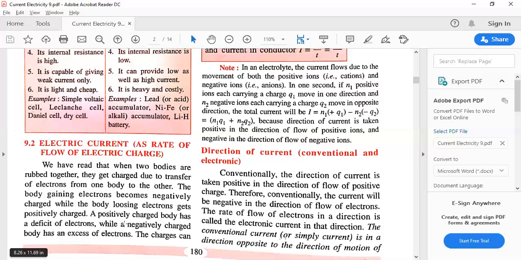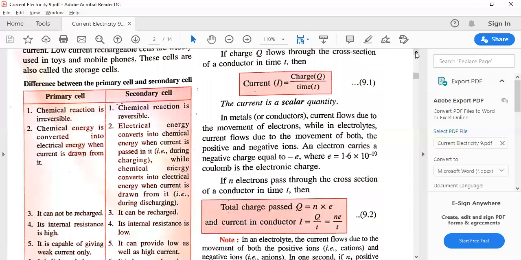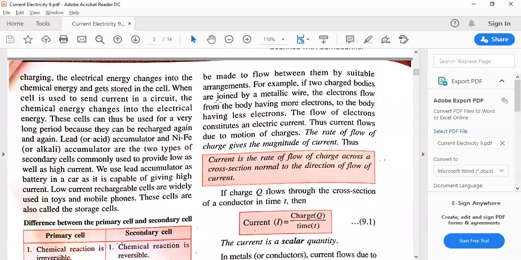Now, a positively charged body has a deficit of electrons, while a negatively charged body has an excess of electrons. So these charges can be made to flow between them by suitable arrangement. If you have two charged bodies and you join them by a wire, the body having more electrons will flow to the body having fewer electrons. That flow of electrons is called electric current. Someone has excess electrons and someone has deficit, so there has to be some difference.